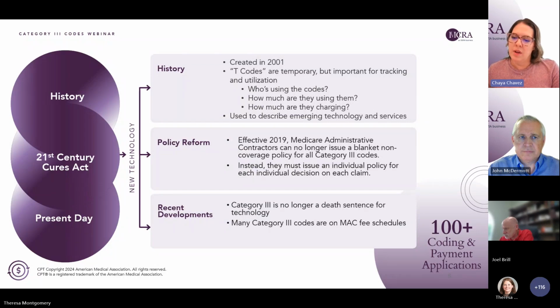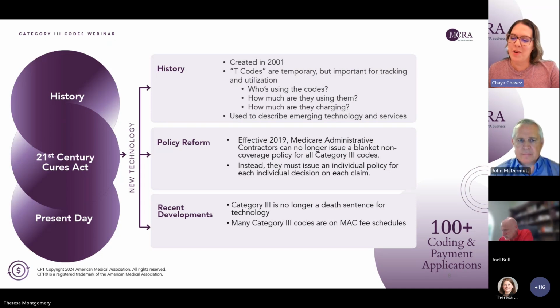Now, in 2016, when the 21st Century Cures Act was created, that kind of changed up the game. It wasn't actually effective until 2019, but when it became effective, the Medicare administrative contractors could no longer issue a blanket non-coverage policy for Category 3 codes. They couldn't just blanket say, we're not going to pay for these. The payers had to actually issue an individual policy for each individual decision on a claim. This really helped technologies that had Category 3 codes.